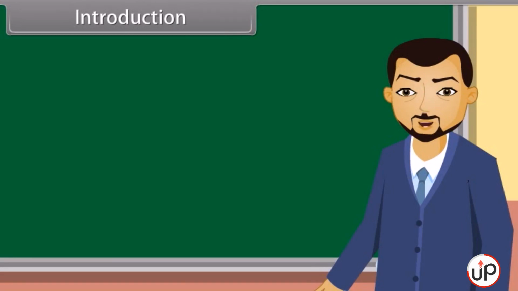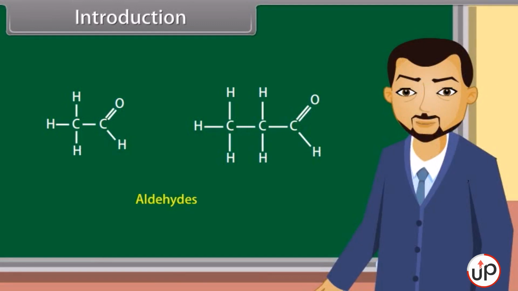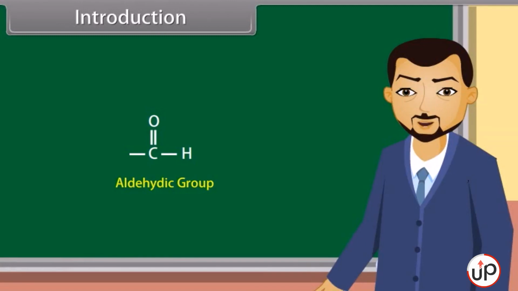Today we will learn about aldehydes, ketones and carboxylic acids. Teacher, what are aldehydes? Aldehydes are the organic compounds containing the aldehydic group at the end of a hydrocarbon chain. What is aldehydic group, teacher? Aldehydic group is a functional group defined as CHO.